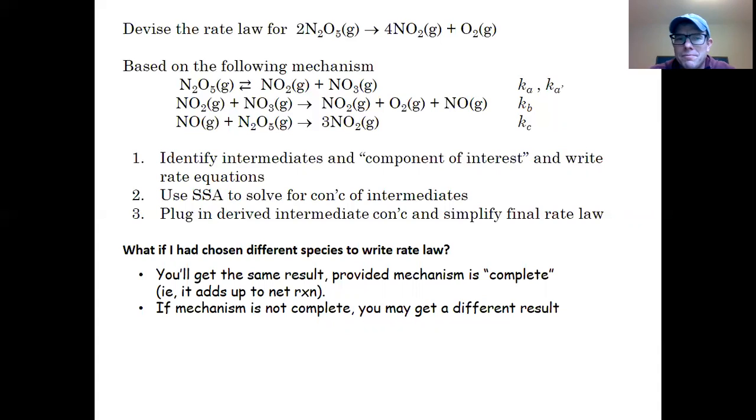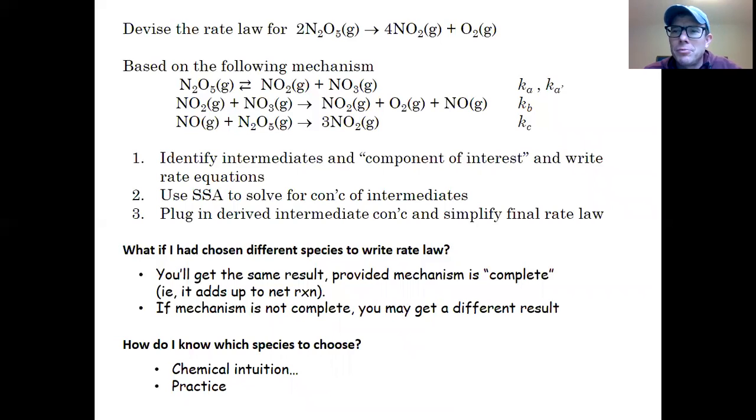So this is worrisome, right? And it leads students to ask the question, well, how do I know which species to choose? And I tried to walk through this a little bit at the beginning. The answer is it involves some sort of chemical intuition. We're able to parse through that oxygen was a really smart one to base the rate law on. Sometimes it's apparent from the statement of the problem. The more practice you do at these things, the easier it will get.